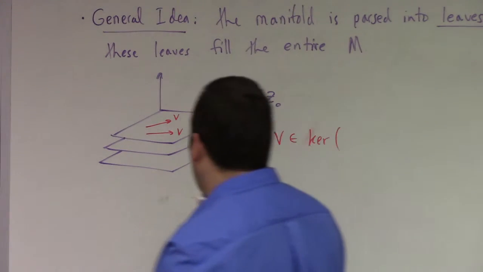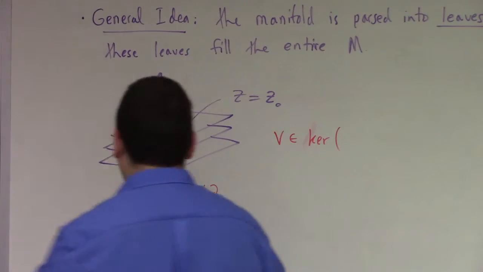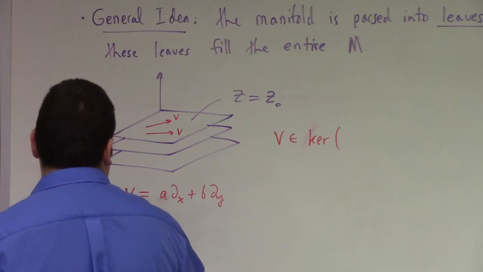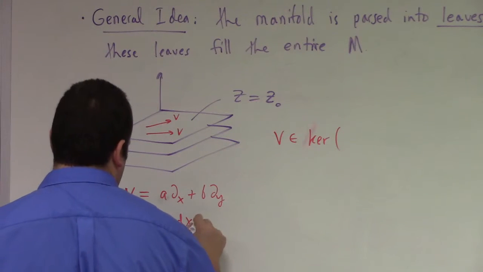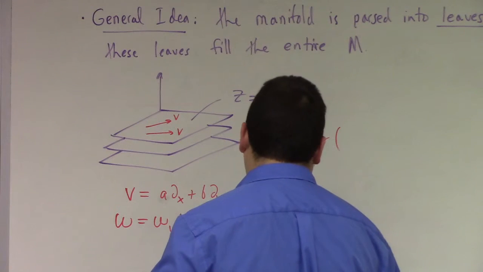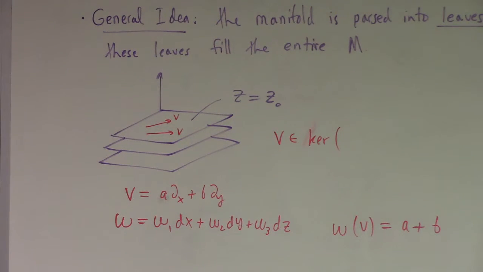See, but V would be something like A partial x plus B partial y, right? So if you feed that to a generic one-form omega, what do you get? You get A plus B, because dx hits x. dx and dy are dual to partial x and partial y. In fact, those are the dual bases at each point.